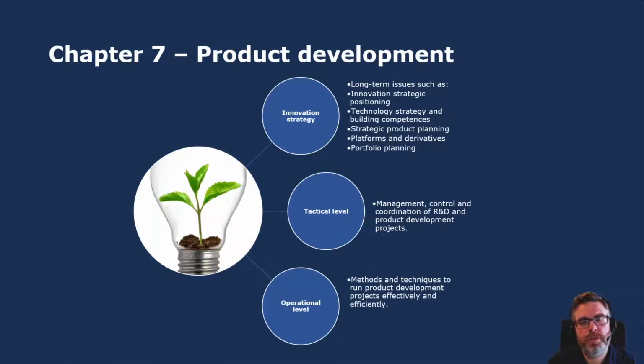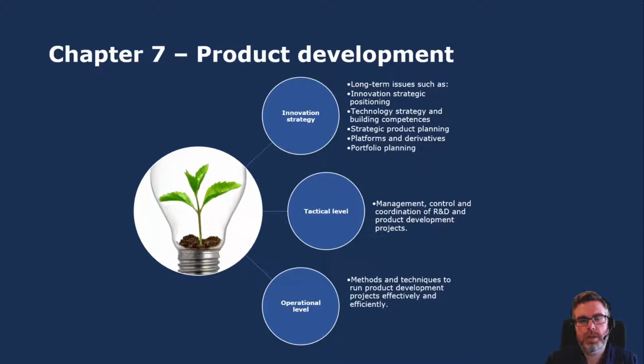And this chapter is organized similarly to the other two chapters in the value creation system, chapter 5 and 6. So you have a strategic level, and then a tactical level, and then the operational level, which are discussed in this chapter. And I will try to explain these levels briefly in this video.